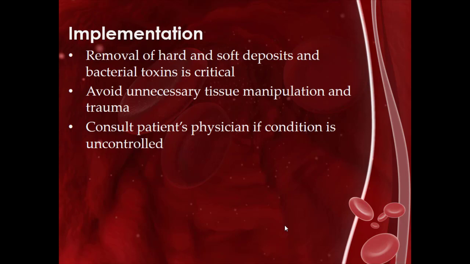So if their glycemic control is way out of whack, the periodontal disease is going to progress quicker. They're not going to heal as quickly from infection, and they're going to have a higher speed of clinical attachment loss than a healthy patient would.